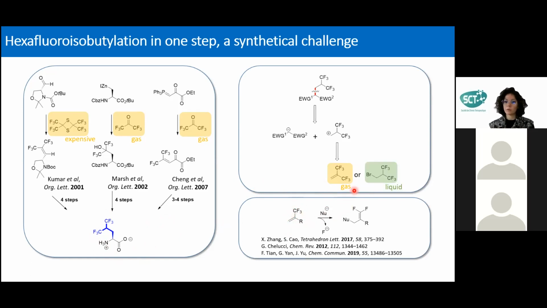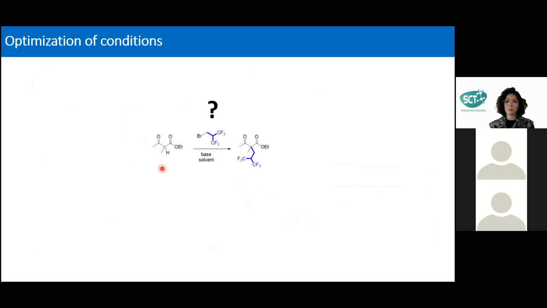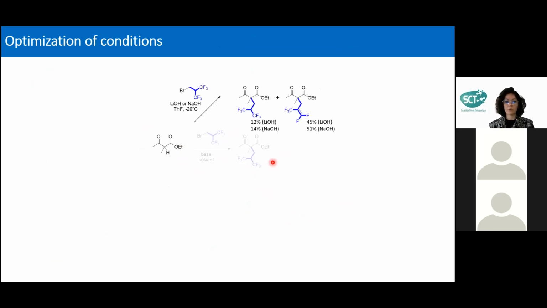We thought about using this brominated reagent, which is an affordable liquid. We investigated the reaction with this substrate, ethyl 2-methylacetoacetate, in order to obtain the hexafluorinated analog. First, we tested alkali bases, and surprisingly, we obtained as the major product this pentafluorinated compound and only a small amount of this hexafluorinated molecule.